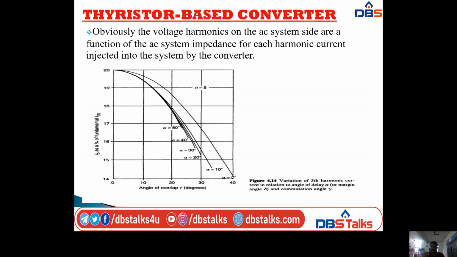So here I am taking the angle of overlap gamma in degrees, from 0 to 40 degrees, and the current values are taken in percentages from 0 to 20. Here the alpha angle is increasing. At alpha equal to 0 we have one curve, alpha equal to 20 we have one curve, at alpha equal to 30 one more curve, at alpha equal to 40 one more, and alpha equal to 60 one more. Like that we form the current waveform. So this is the variation of fifth harmonic current in relation to the angle of delay alpha and commutation angle gamma.